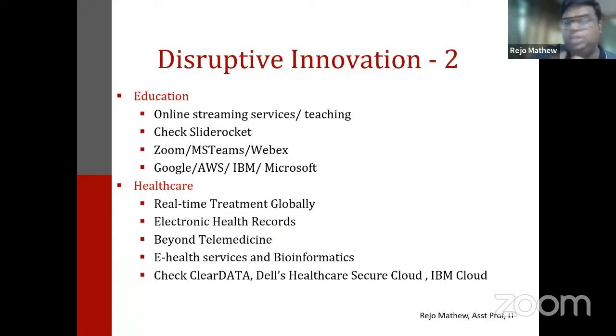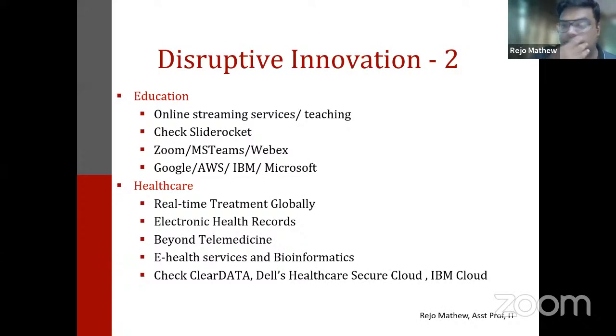Then there is Slide Rocket. Slide Rocket is very interesting with respect to presentations. If you want to upload presentations, or collaborate on presentations, that is possible with Slide Rocket, so do check out that website. Also, we all know about Zoom, MS Teams, WebEx, so I don't have to discuss that. Almost all the top companies in cloud are working on education, because education is something which is there for a long period of time. It will never stop. That is why you can see Google, Amazon Web Services, IBM, Microsoft, all working in that particular domain.